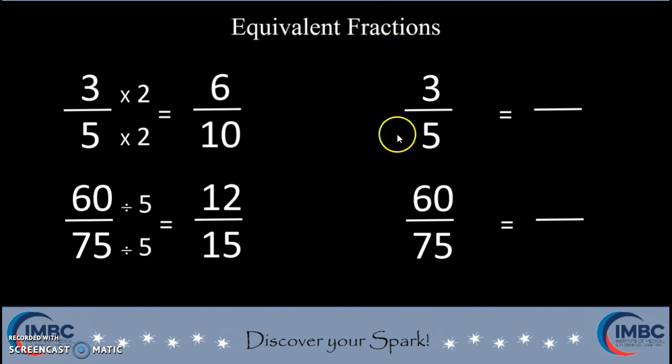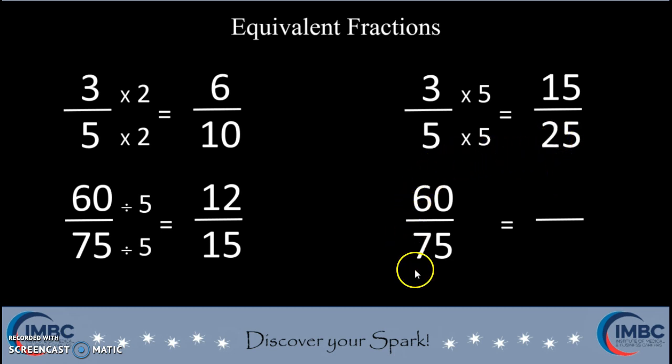Let's do another one using 3/5. This time I'm going to multiply both sides by 5. So 3 times 5 is 15. 5 times 5, 25. 3/5 is equivalent to 15/25. Again, down below, using 60/75, I'm going to divide this one by the multiple 3. 60 divided by 3, we get a new numerator of 20. 75 divided by 3, the new denominator of 25. So 60/75 equals 20/25.